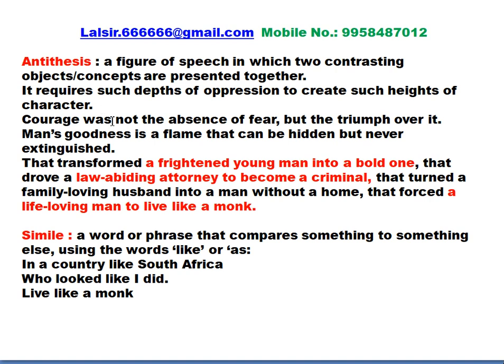Now, the next poetic device here we have is simile. A literary device that uses a word or phrase that compares something to something else, using the words like, as or such as. In a country like South Africa, who looked like I did, live like a monk, all these are very good examples of simile. Okay, fine.